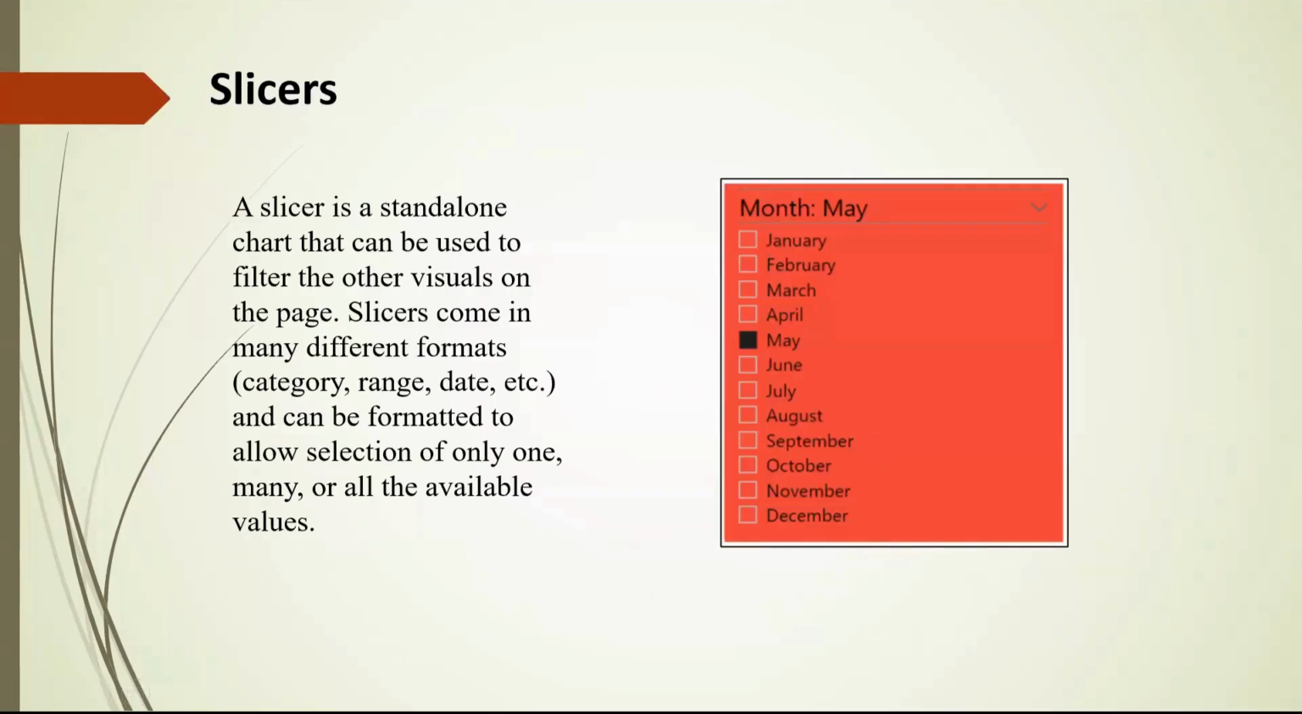The next is slicers. Slicers are filters that let you control what data you see on the dashboard with just a click. For example, you can add a slicer to showcase your data month-wise. Even if you have a region, you can use a region slicer, and according to that you can showcase your data.